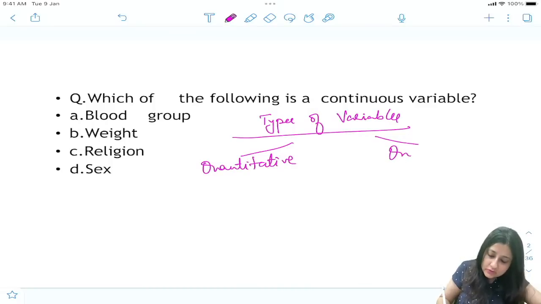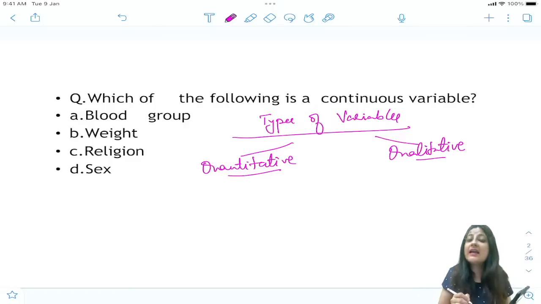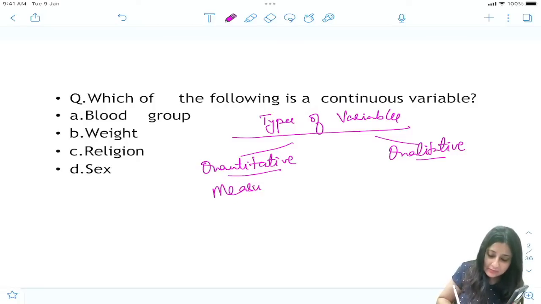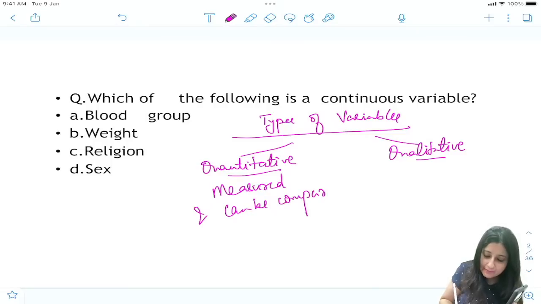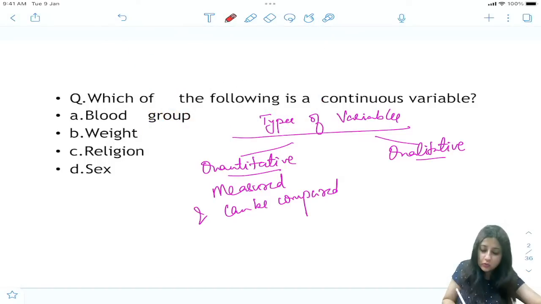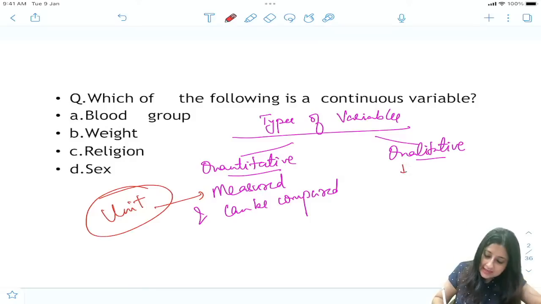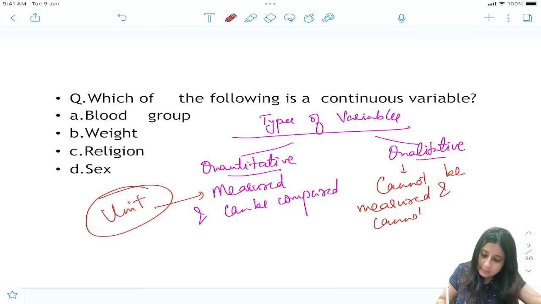versus qualitative. Quantitative means they can be measured and they can be compared. Measured means they have some unit in which they can be measured. Qualitative means they cannot be measured and cannot be compared.